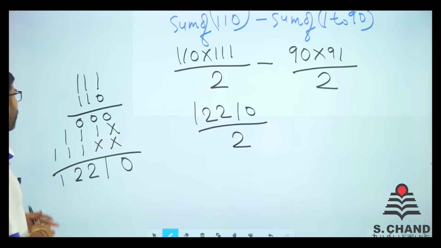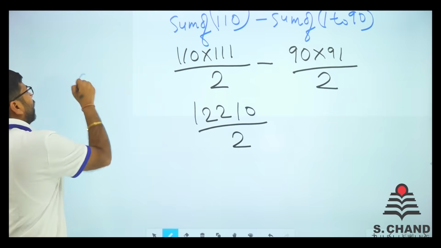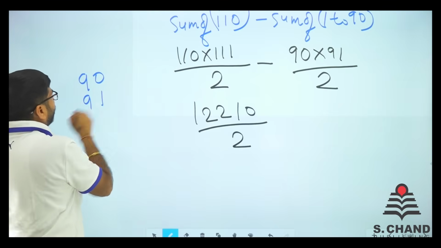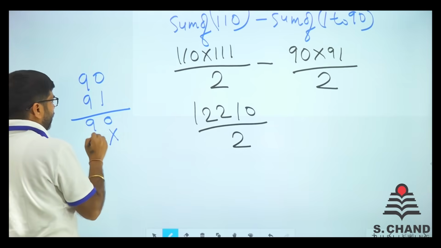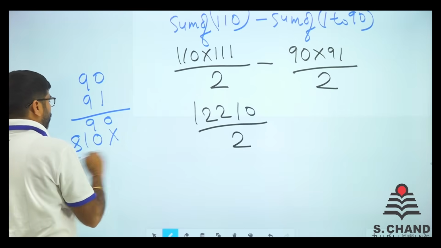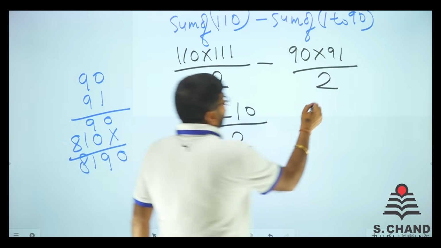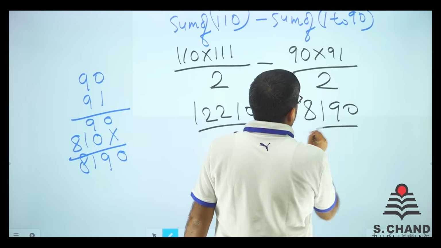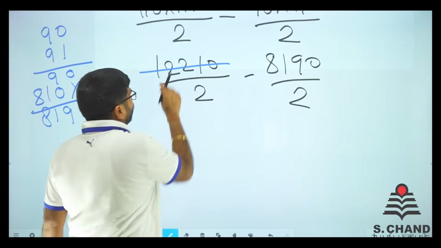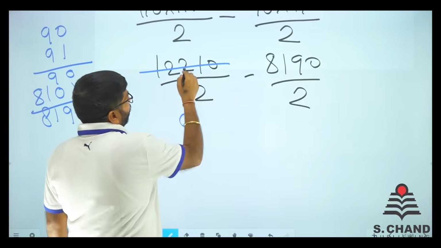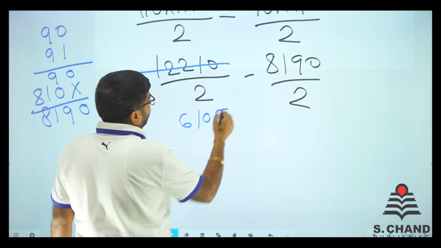Right? Now what about the next number? 91 into 90. I don't think that will be tough again. So 0 nines are 0 and 9 nines are 81. So we have got 8190 divided by 2, right? When you divide 12210 by 2, we have got 12, so 12 when divided by 2 is 6. We have got 2, that is 1 time. Then we have 10, so 0 5.